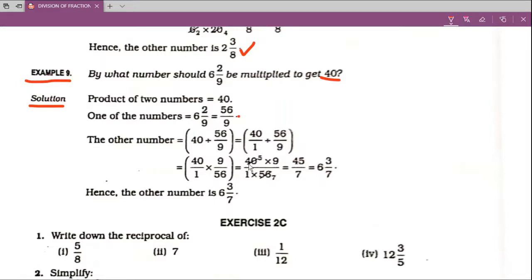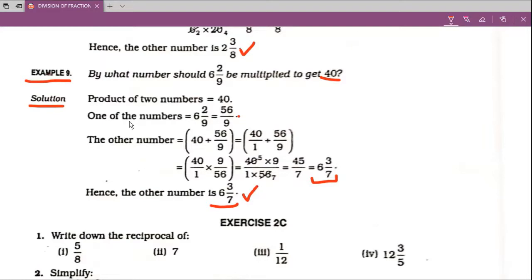So 8 fives are 40 and 8 sevens are 56. 5 into 9 is equal to 45 and 7 by 7. So 45 by 7, this improper fraction will change into a mixed fraction, which is 6 whole 3 by 7. Hence the other number is 6 whole 3 by 7.